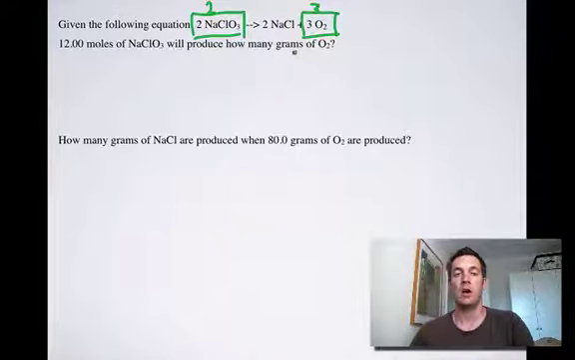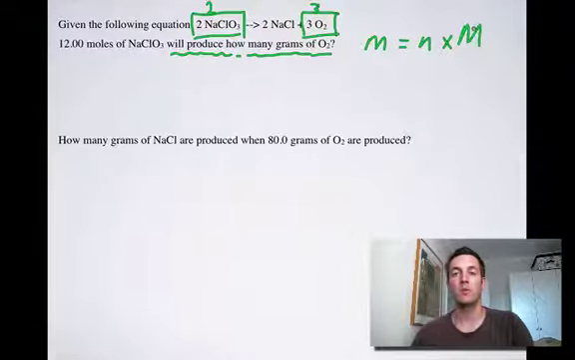I would suggest that a good way to start on all of these questions is to write a formula for the thing you're being asked. How many grams of O2? That is a mass, and the mass equals the number of moles times the molar mass. I can always find the molar mass of a substance if I know its formula from the periodic table. So this really is a question of finding the number of moles of oxygen.